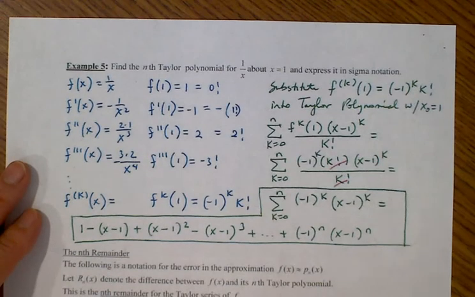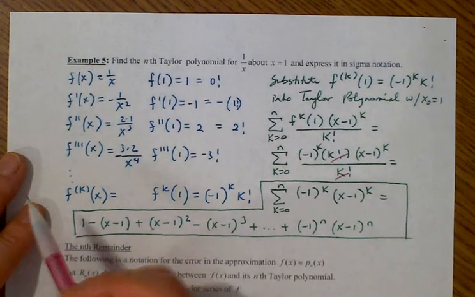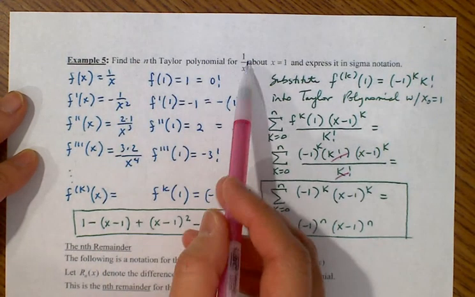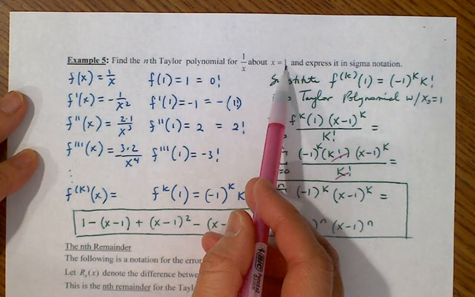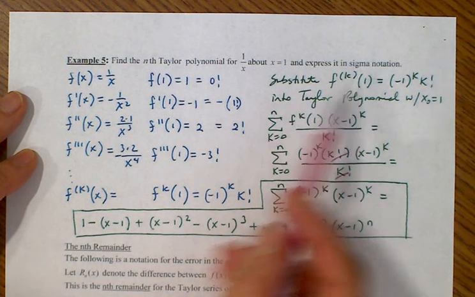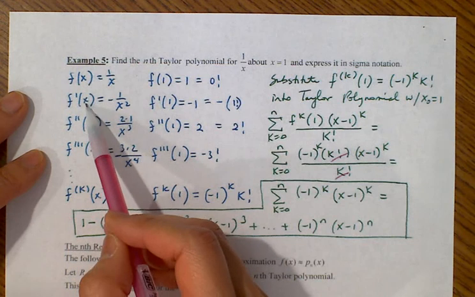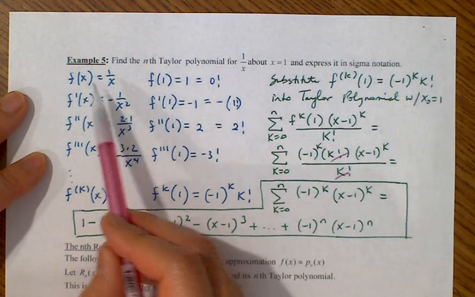Okay, let's do one more example. This is on page 6. In example 5, it says to find the nth Taylor polynomial for 1 over x about x is equal to 1, and you want to express it in sigma notation. So I'm going to write out the first 1, 2, 3 derivatives.